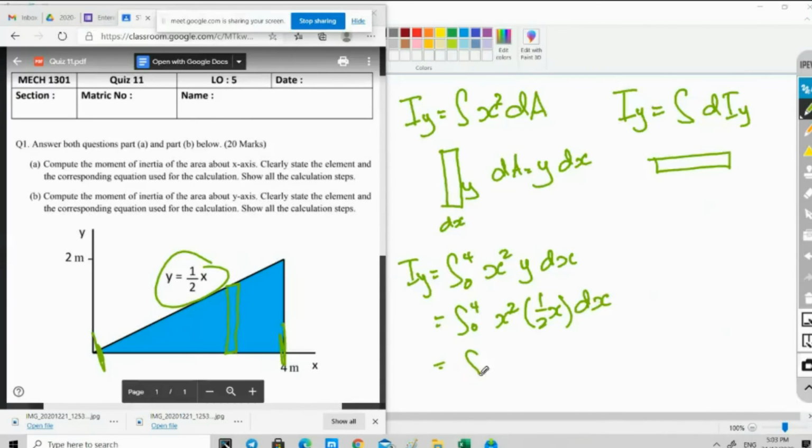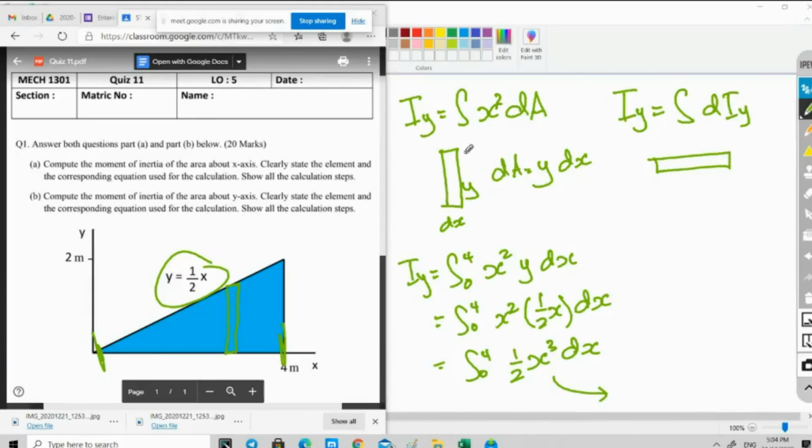So you expand that, from 0 to 4, 1 over 2 x cubed dx, and the rest is just mechanical calculation of integrating this. You get 1 over 2 x to the power of 4, divided by 4, and then you have the limit of 0 to 4. You plug in, and then you get a certain value.